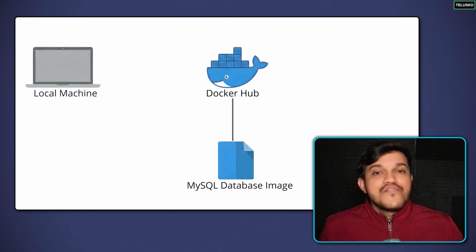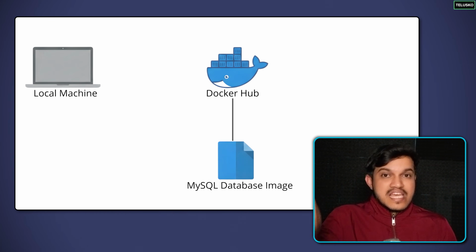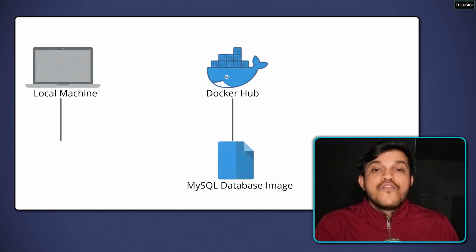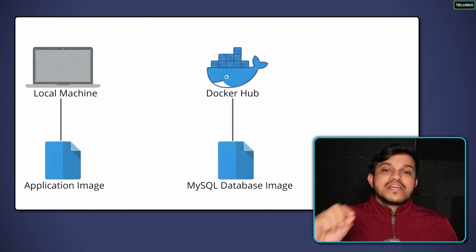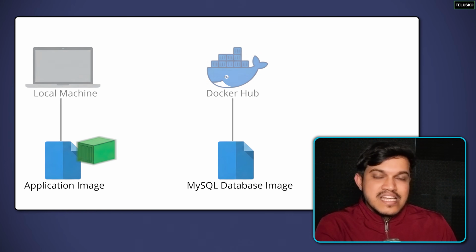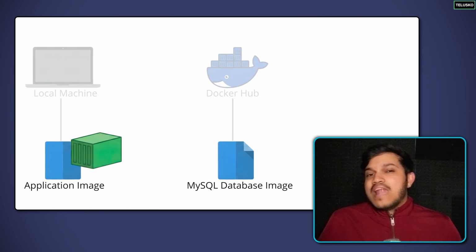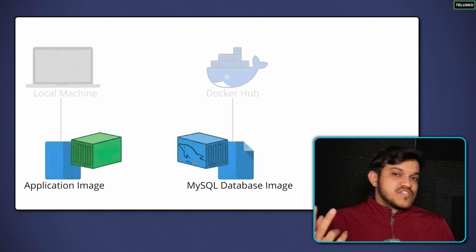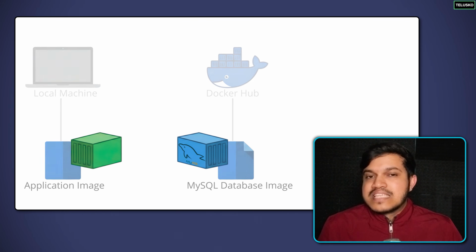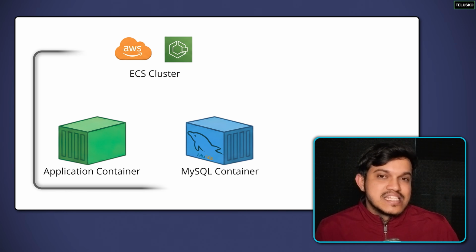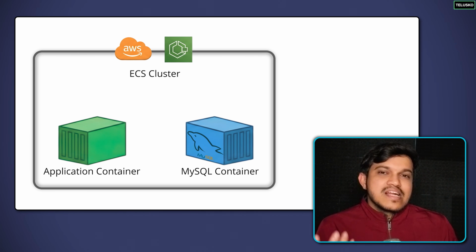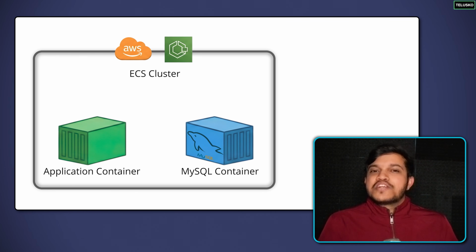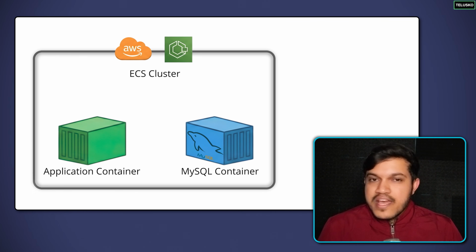How about the image of our application, which we have developed locally on our machine? We may have to generate the image of our application and run it. So we will have one container running our application and one more container running the MySQL database. Two containers will be there, which will be running inside ECS, Elastic Container Service, which is like a cluster, meaning it has multiple machines or servers working together to make sure that your application is working fine, right?